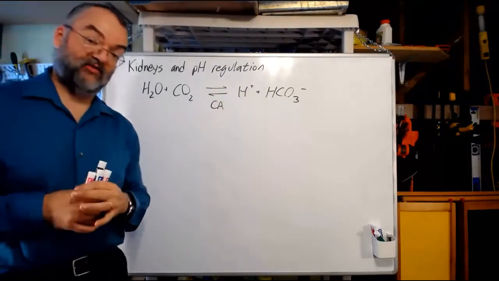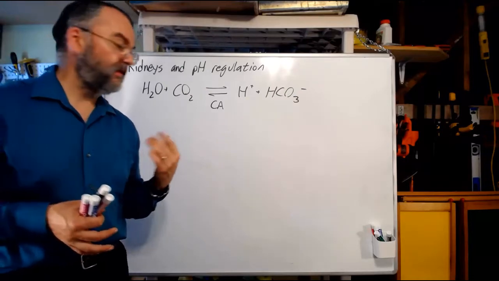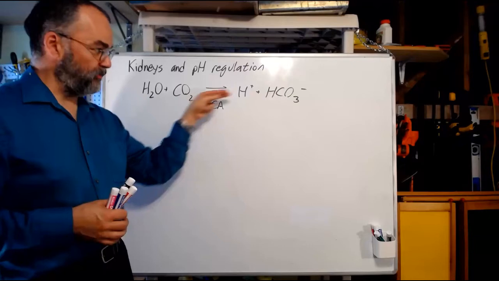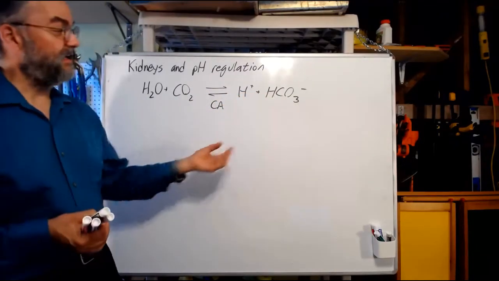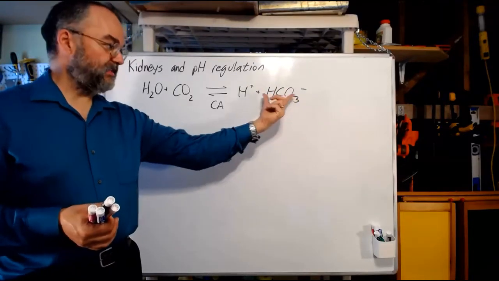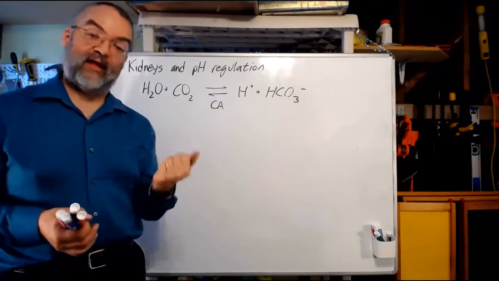Protons are what make a solution more acidic. The more of this you have, the lower your pH, the more acidic you are. So if I add CO2 to a solution, it tends to go this way and make more protons, making the solution more acidic. If I added more bicarbonate to a solution, it would tend to push it this way, which would remove protons from solution and make the solution more alkaline.